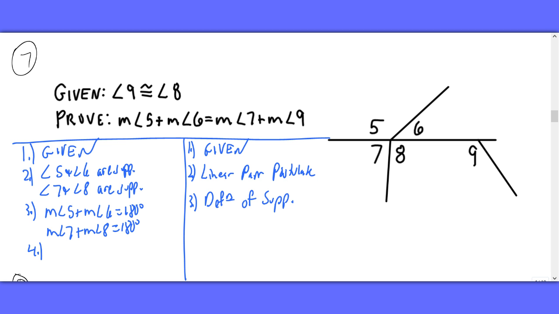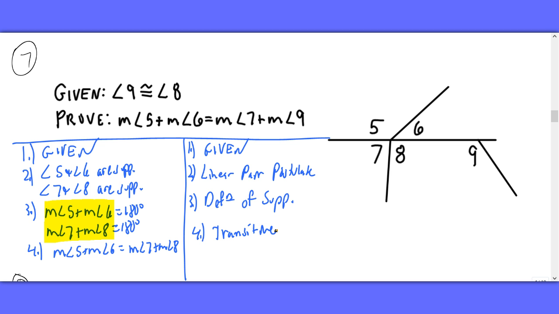since this equals 180 and this equals 180, I can use a transitive to say that the measure of 5 plus the measure of 6 equals the measure of 7 plus the measure of 8. And that is the transitive property.